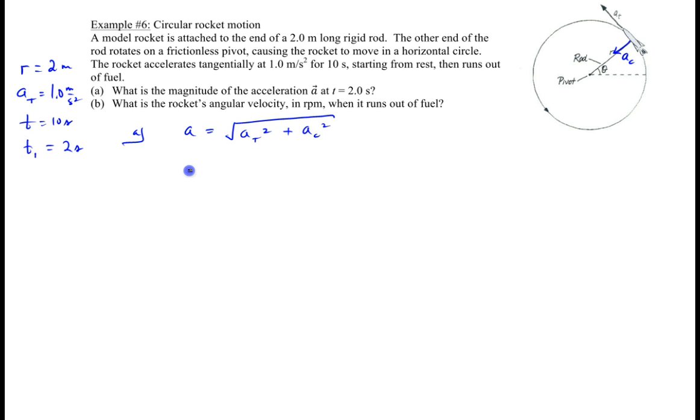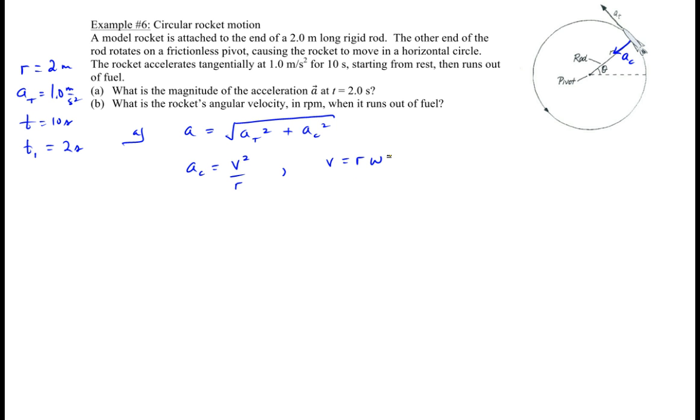Well, the first thing I can remember is the centripetal acceleration is the velocity squared divided by the radius. And we do know the radius, which is 2 meters, but we do not know how fast it's going. So maybe we think, okay, well, we do know that the velocity is related to the angular speed. Velocity equals r times omega. Will that be helpful? I don't know.